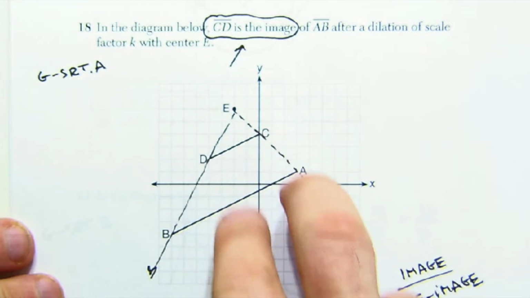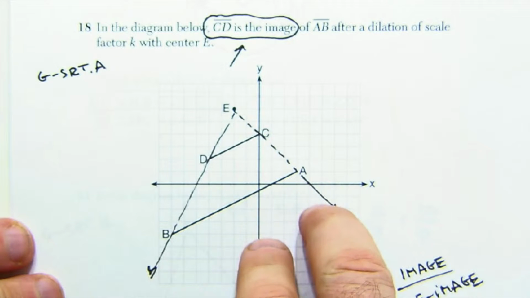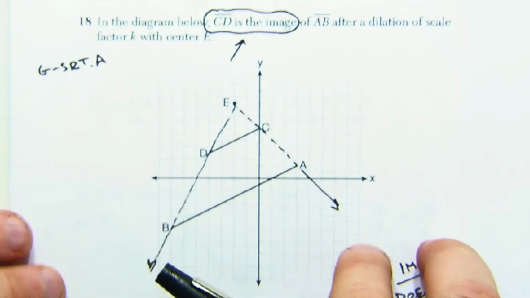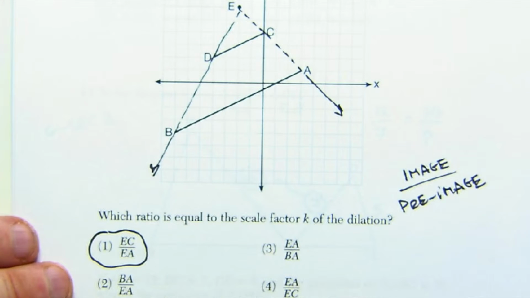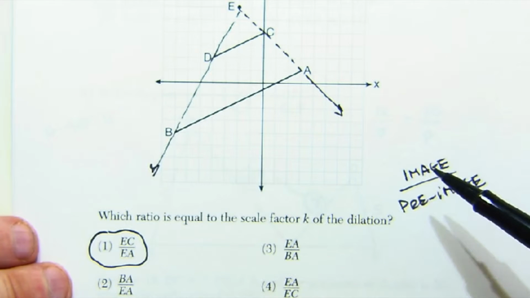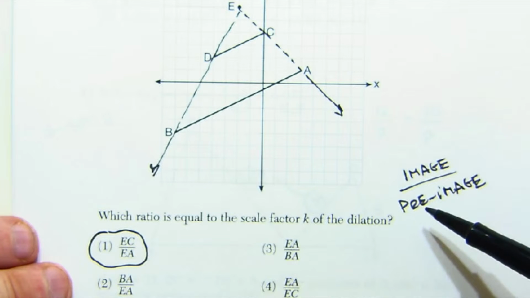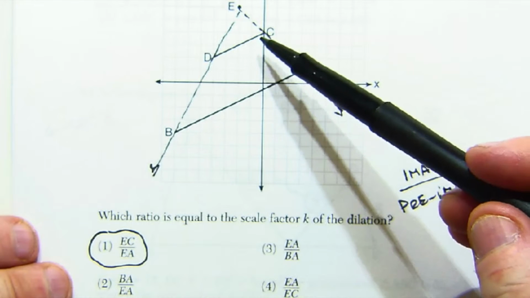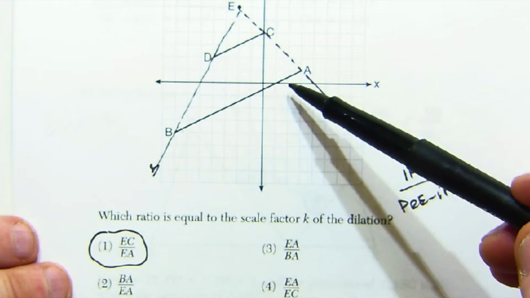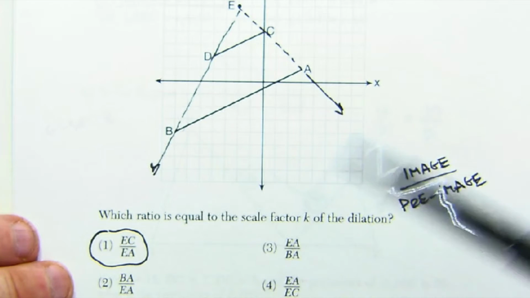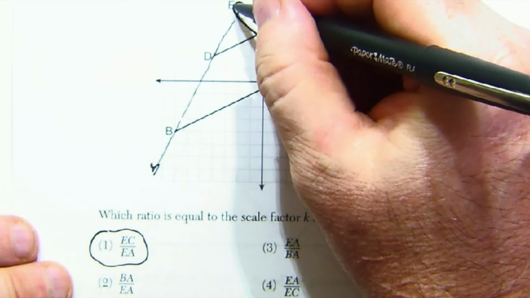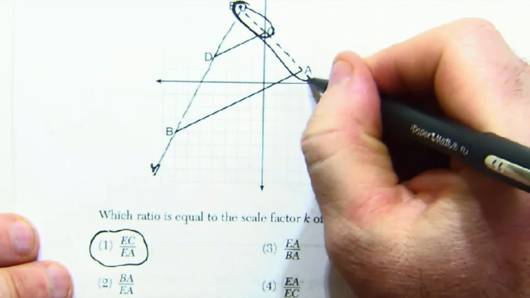So CD is a reduction. We know that this is a reduction because CD is smaller than the pre-image AB. And then it goes after scale factors. Now the key to scale factors, and the notes handle this awesome, is that we relate the image always over the pre-image. So in this case we would be looking for CD or DC over AB or BA. Now none of those are available. So the one that works, of course, is CD, the image over the pre-image.